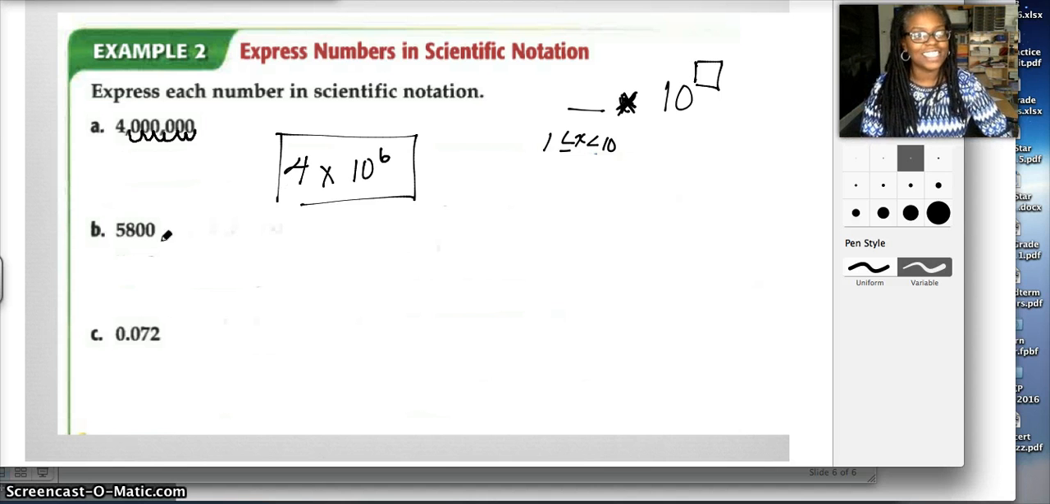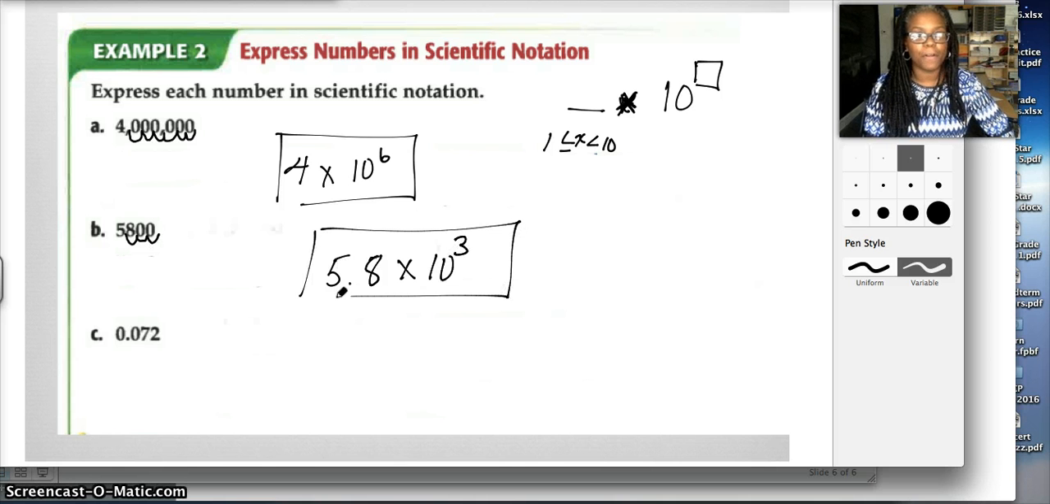The next thing I need to look at is this example here. I have 1, 2, 3 places that I need to move that decimal point in order for things to work out, or be in this form that I like, where the first number that I'm multiplying by is between 1 and 10. I'm going to multiply that by 10 to the, since I moved it back 3 spaces, 10 to the positive 3rd power. Finally here, I'm going to move this to the right, right?